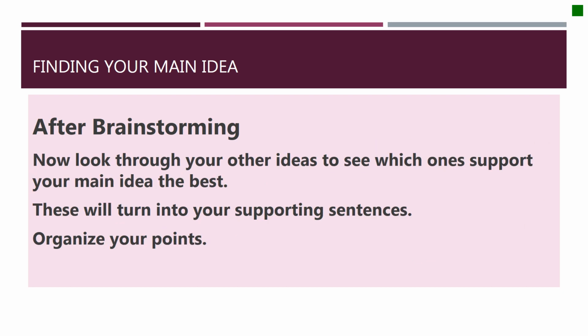Now, whether you've done research or whether you didn't need to do research on a particular topic, look through your other ideas that you came up with during the brainstorming session to see which ones support your main idea the best. Remember, you were writing or jotting down ideas on one particular topic. So they might not all be your main point, and some of them, remember, we said we'll get rid of because they're silly or they're not very useful. But some of the other points can be turned into your supporting sentences.